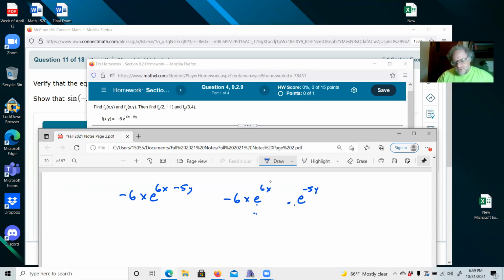Okay, so we have 6x times e to the negative 5y. When the bases are the same, we add the exponents. That's how come it works like this, okay?